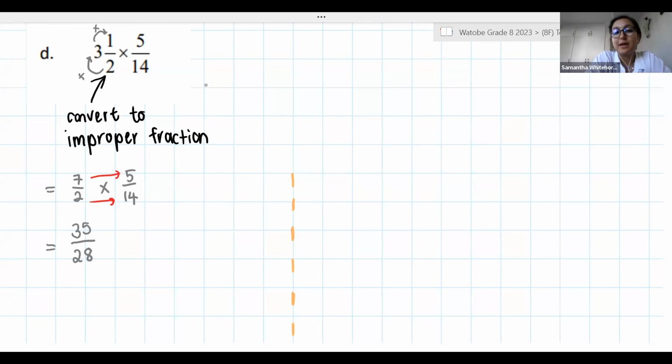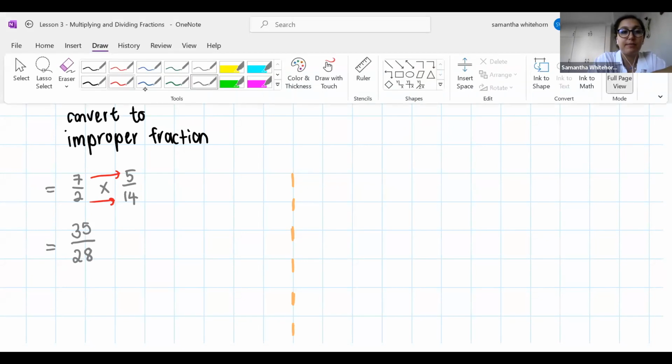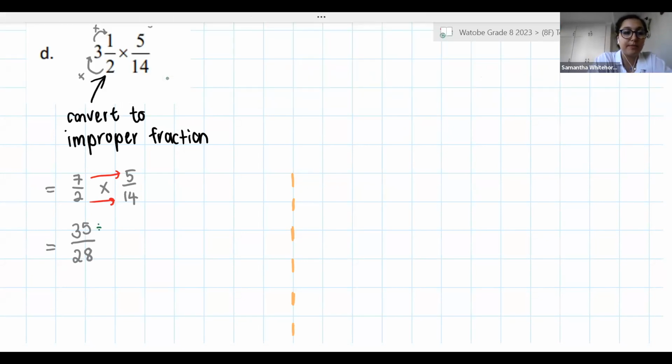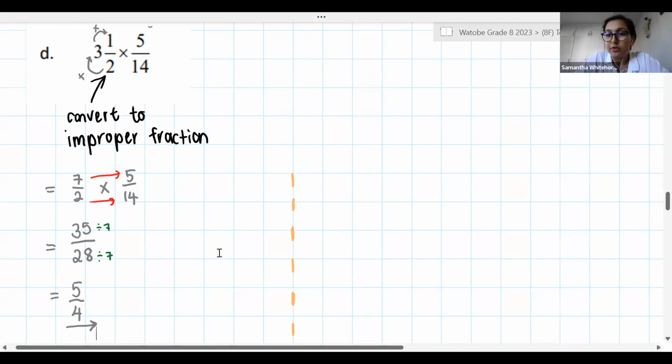Now, both of those numbers can be divided by 7, and we always want to simplify. So I'm going to divide both of those values by 7. 35 divided by 7 is 5, and 28 divided by 7 is 4. So I've simplified my answer. A lot of you are getting 35 over 28, which is awesome. Just remember to do the extra step and simplify.